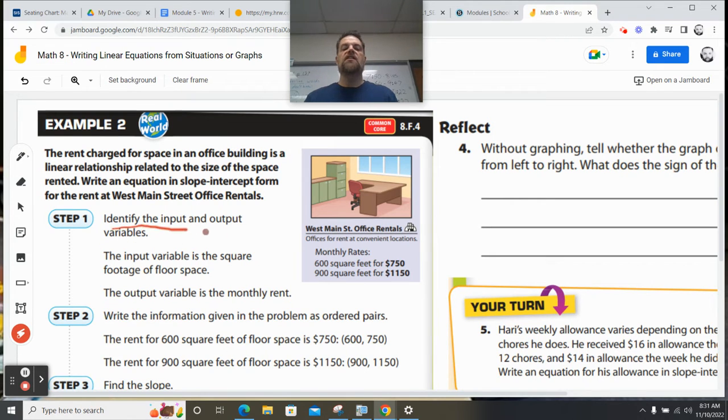So step 1 is always identify the input and output variables. On our first example, we talked about input and output. What was our input? What were we plugging in on that very first example? It was the number of DVD rentals, right? Remember, the input, the independent variable, is always our x value, and output is always our y value.